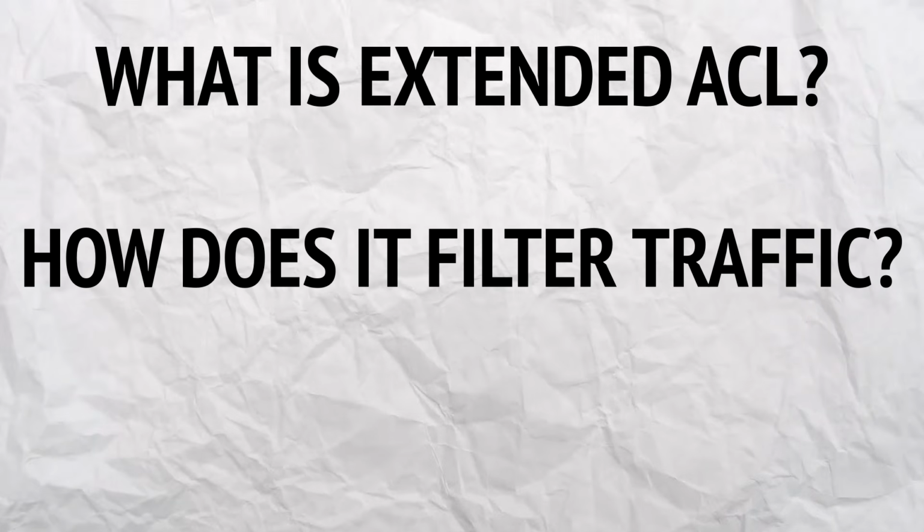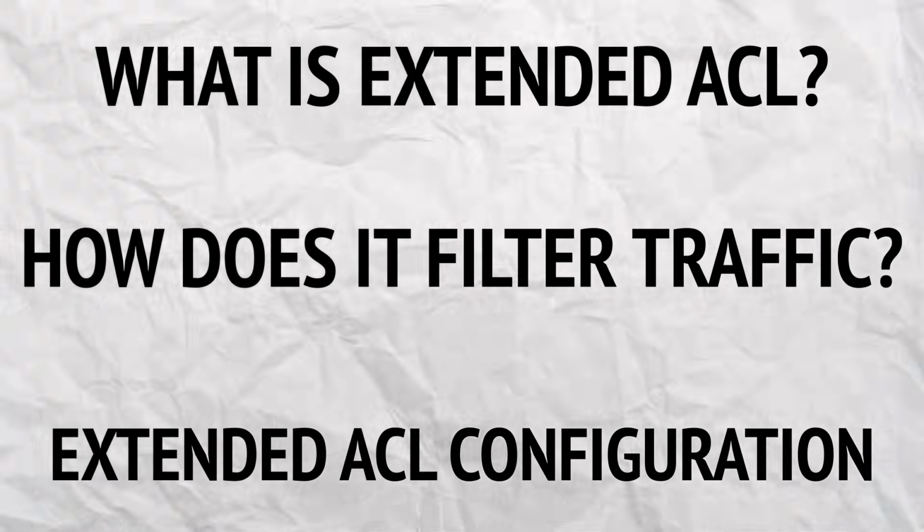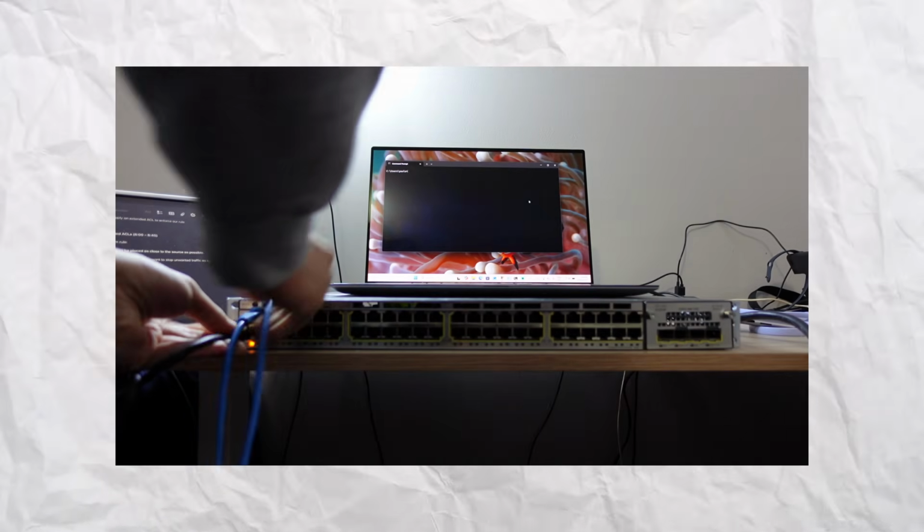What if I told you I don't want to block a PC on my network, but I want to block a specific service? That's something a standard ACL can't do. In this video, I'll break down what an extended ACL is, how they actually filter traffic, and then we'll configure one step by step on a Cisco switch using 2 VLANs and 2 PCs.